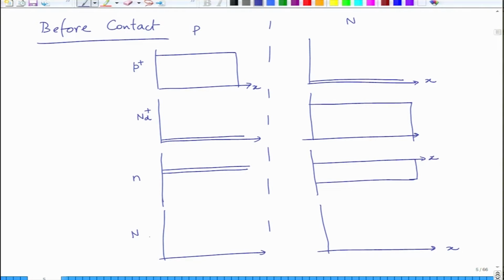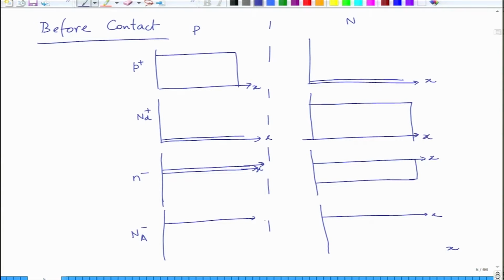Okay. Similarly for Na now, so this is N minus. Minus and plus are written just to depict the positive and negative charge density, and this is Na minus. Na minus would again be, if I again redraw these lines, X, all of them are X, okay. So Na minus would again be large for this and very small for this, okay.